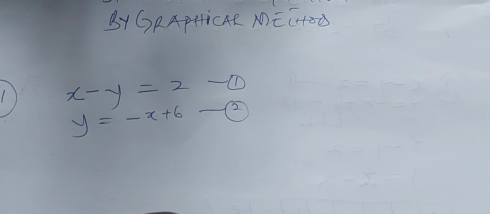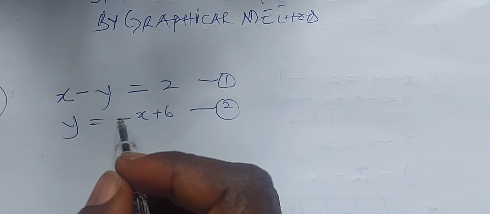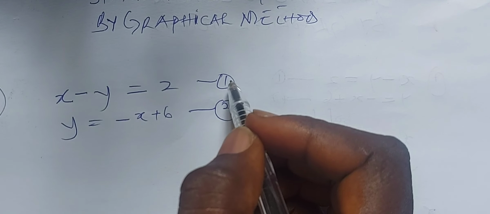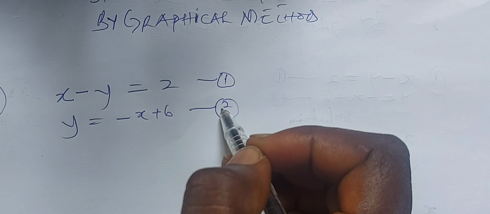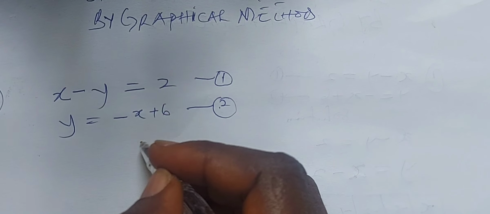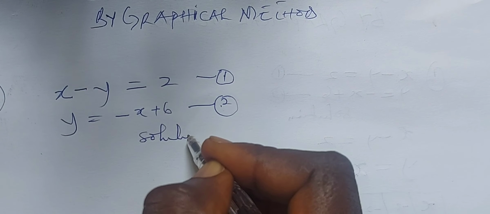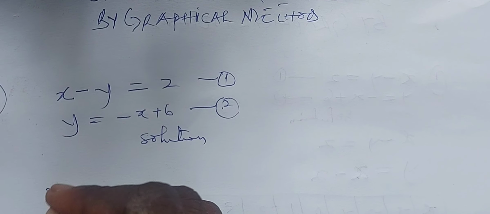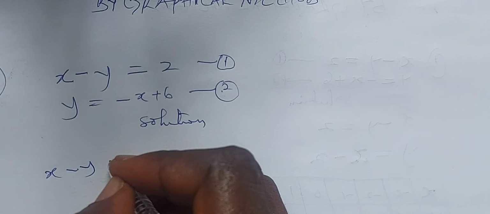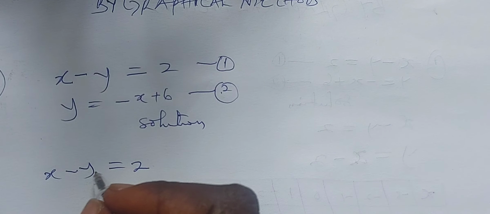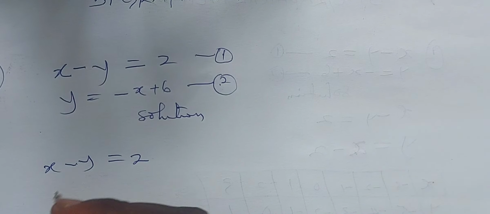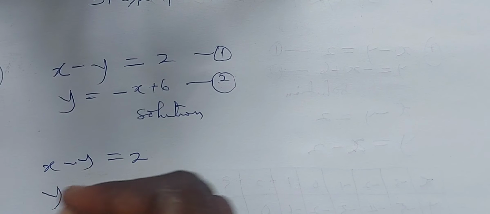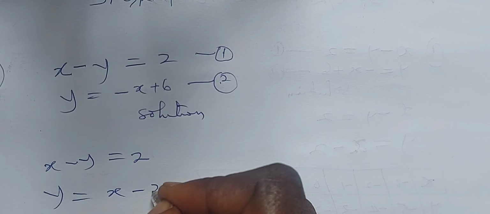So when you are given a question, simultaneous equation to solve graphically, you prepare a table for equation 1 and equation 2 separately. So let's prepare the table for equation 1. We have equation 1 to be x minus y is equal to 2. So you make y the subject of the formula. In this case, we have y is equal to x minus 2.